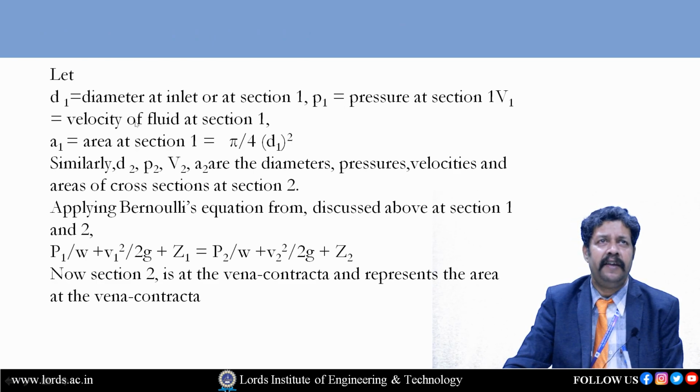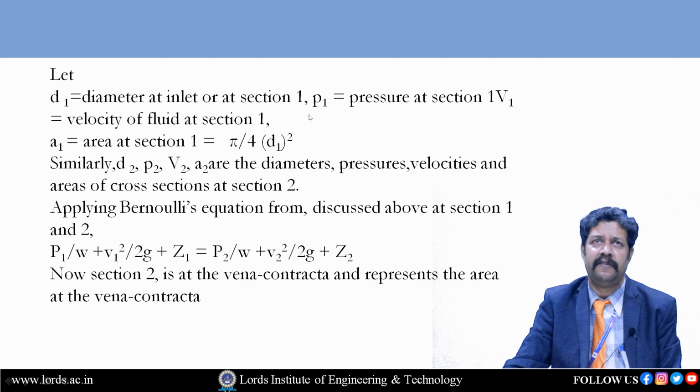In a similar way, D1 is equal to diameter at inlet section 1-1. P1 is pressure intensity, and A1 is area equal to pi by 4 into D1 square. Similarly, we have to calculate D2, pressure intensity P2, velocity V2, and A2 cross-sectional area. These correspond to section 2-2. Now we are applying Bernoulli's equation between these two sections. So P1 by W plus V1 square by 2G plus Z1 is equal to P2 by W plus V2 square by 2G plus Z2. Now section 2 is at the vena contracta.